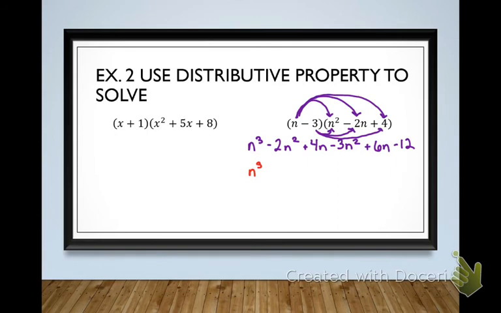Austin, what about my negative 2n squared? Is there anything to combine with it? Very good. And what'd you get? Negative 5n squared. Perfect. Reagan, did you combine anything with 4n? Yes. Perfect. What did you get? Very good. Positive 10n. All right. And then anything to combine, guys, with negative 12? Nope. Just bring it down. Okay. Did you get it right?